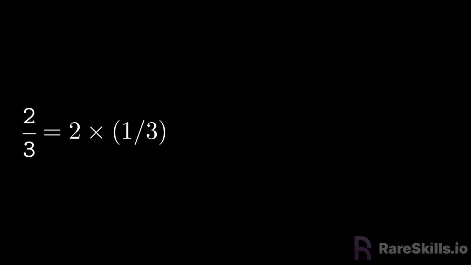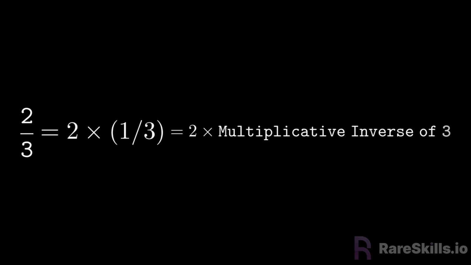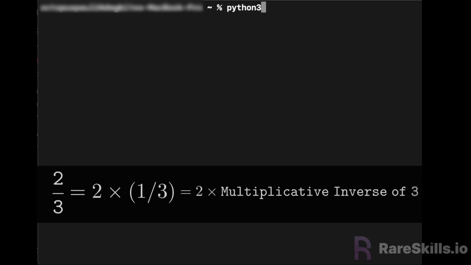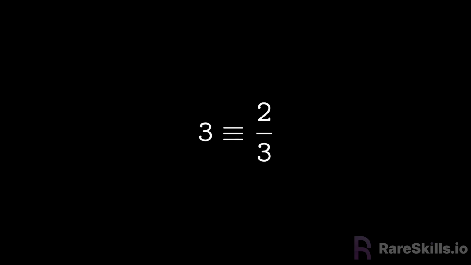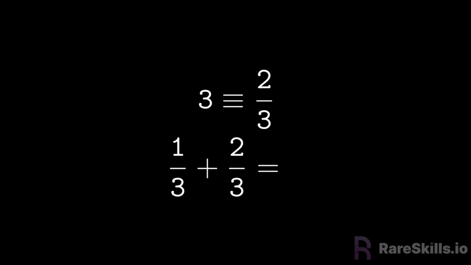If we want to compute 2/3, we can decompose it as 2 times 1 over 3, or 2 times the multiplicative inverse of 3. Let's check this in Python. So 3 is congruent to 2 over 3. How can we test this? Well, if we add 1 over 3 to 2 over 3, that should give us 1. Let's test this in Python.